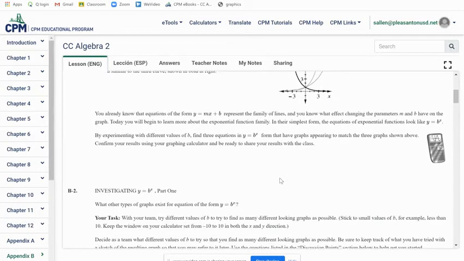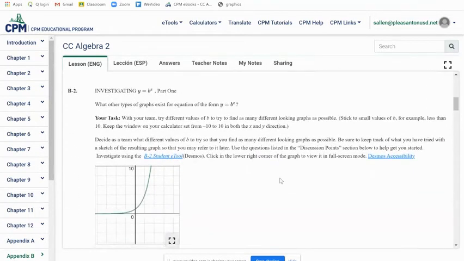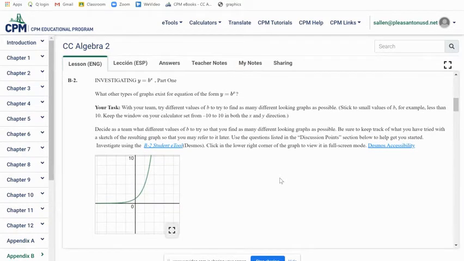And then for part B, this is where you definitely want to make sure you're watching this so you don't do extra work or too little work. You are, again, going to be investigating y equals b to the power of x. It says with your team, try different values of b to try to find as many different looking graphs as possible. You're obviously not doing this with your team.